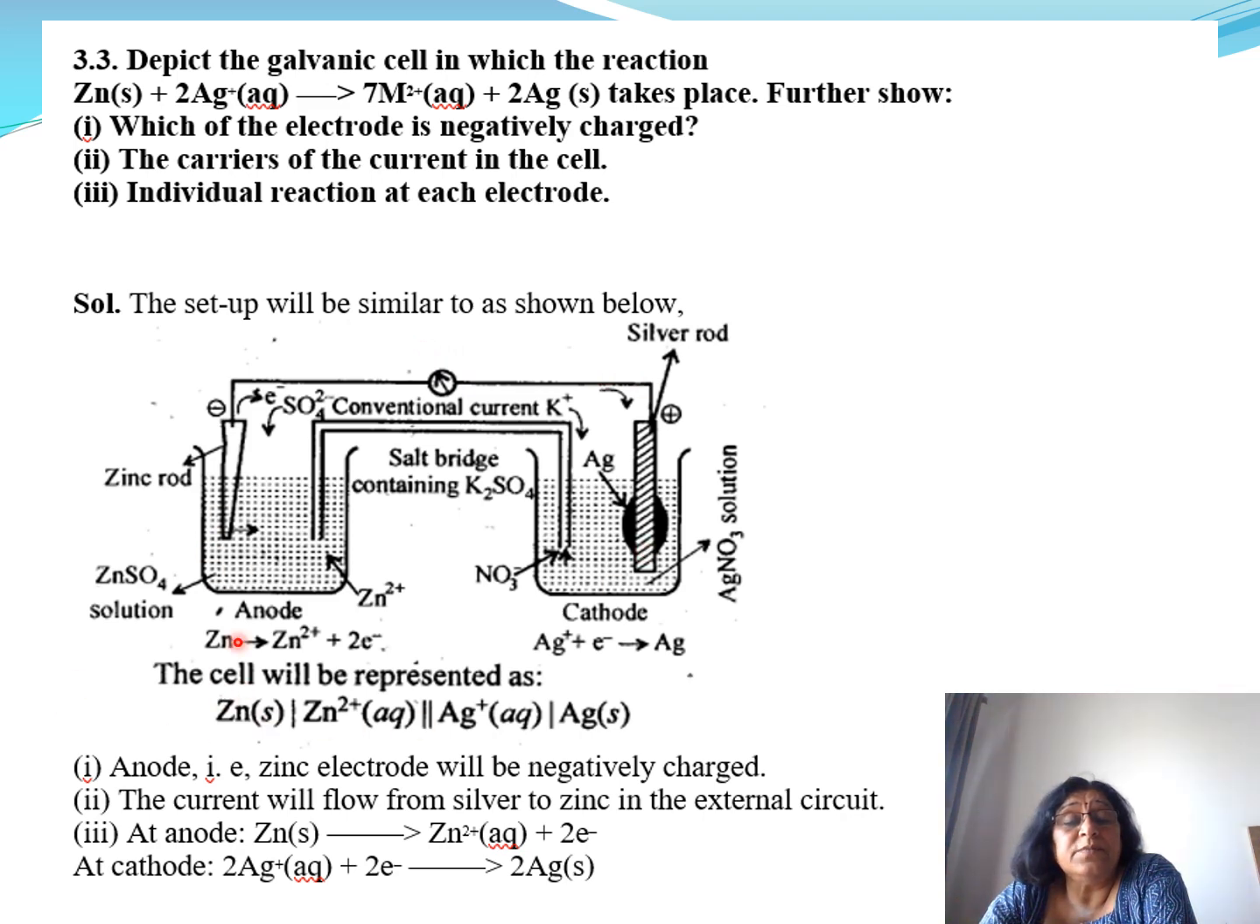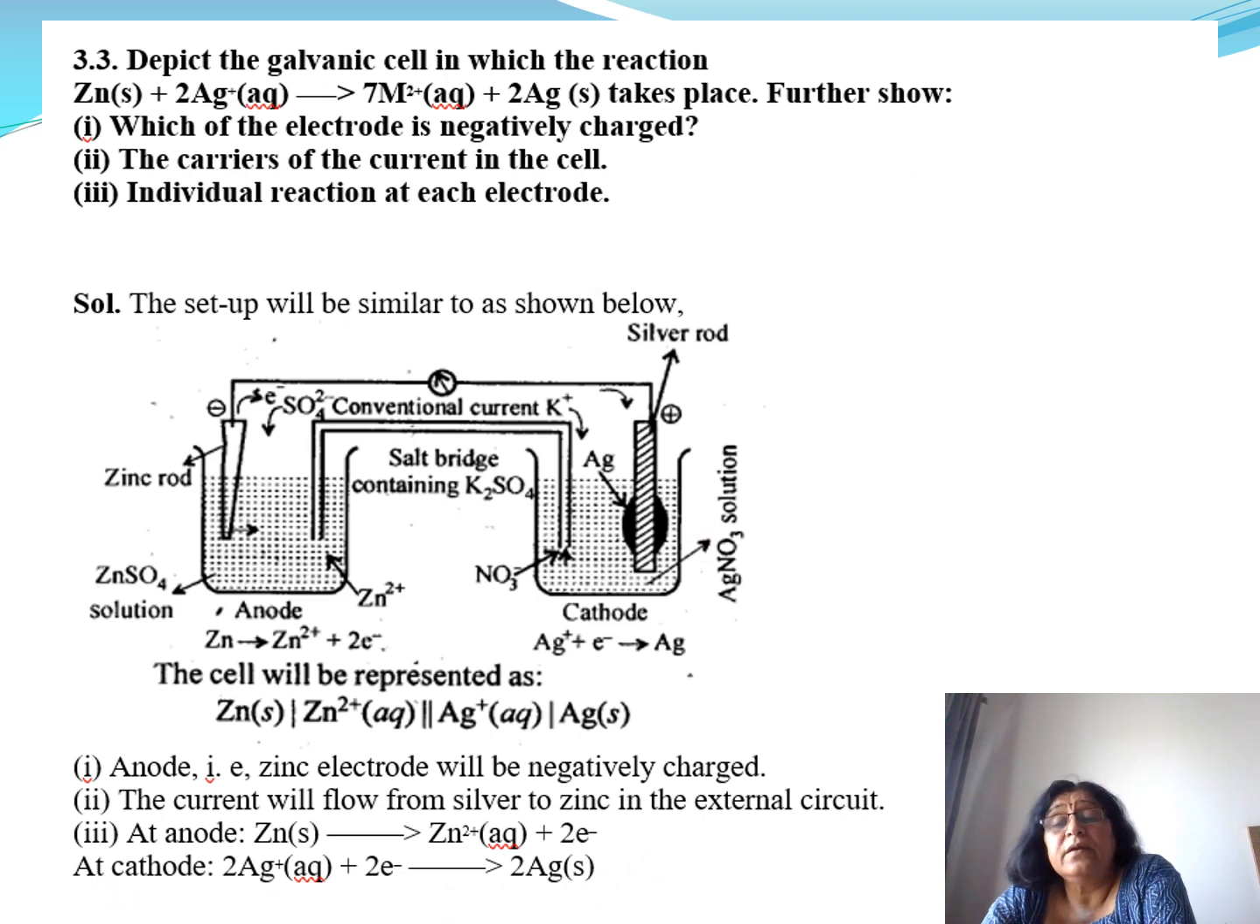So zinc is dipped in zinc sulfate solution. The cell will be represented as Zn(s) | Zn²⁺(aq) || Ag⁺(aq) | Ag(s). So the anode is what? The zinc electrode, which will be negatively charged. The current will flow from silver to zinc in the external circuit, because the electrons flow from zinc to silver. Then at the anode you have the reaction Zn gives Zn²⁺ plus 2 electrons. At the cathode, 2Ag⁺ plus 2 electrons gives 2Ag. So these will be our anodic and cathodic reactions.